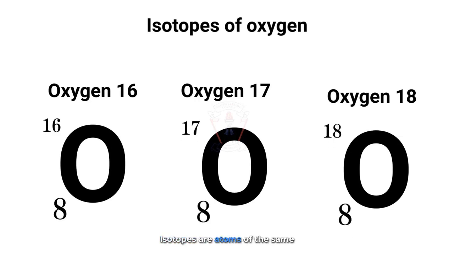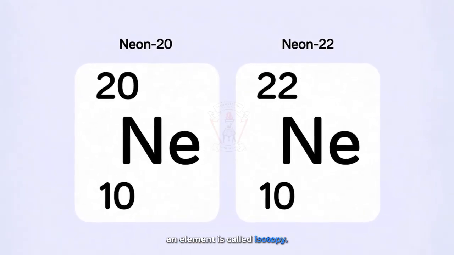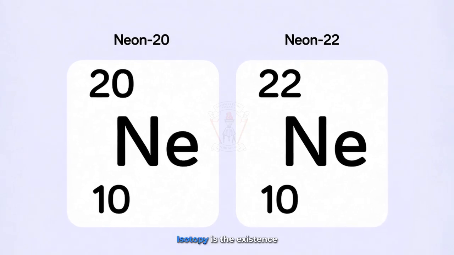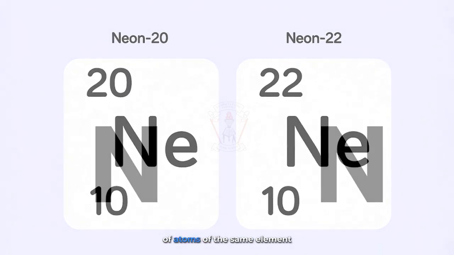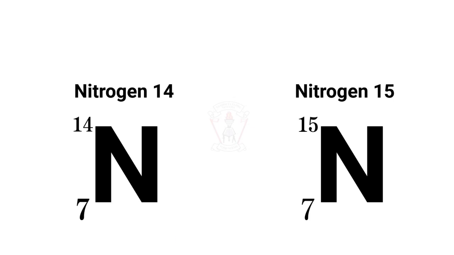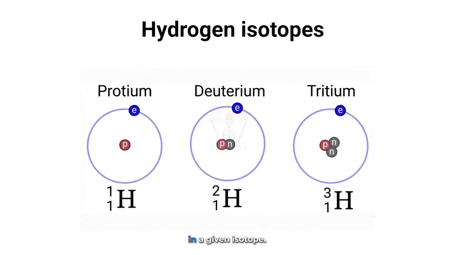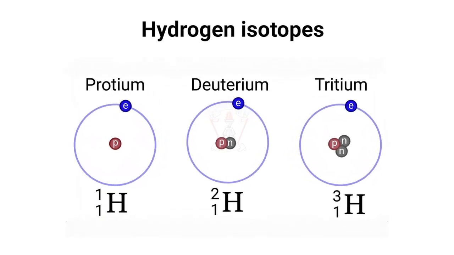Isotopes are atoms of the same element with the same number of protons but a different number of neutrons. The existence of such an element is called isotopy. Isotopy is the existence of atoms of the same element having the same atomic number but different mass numbers. It is also possible to get the number of subatomic particles in a given isotope.